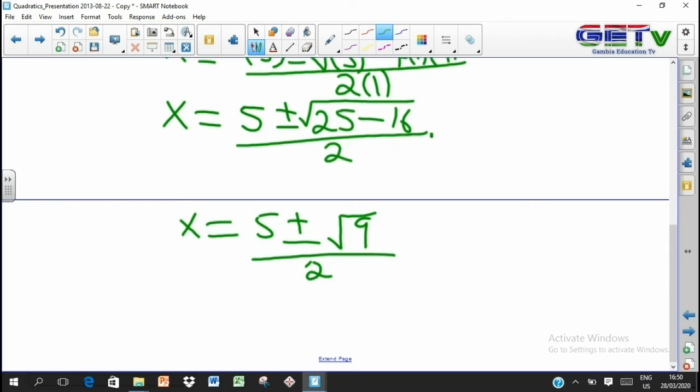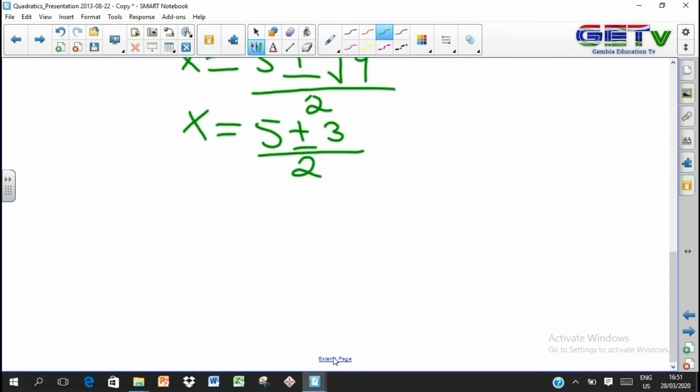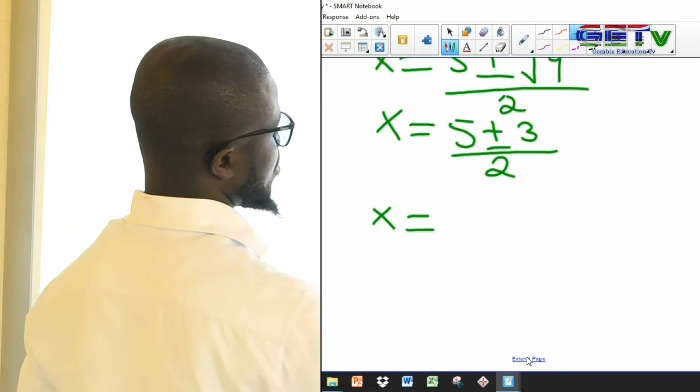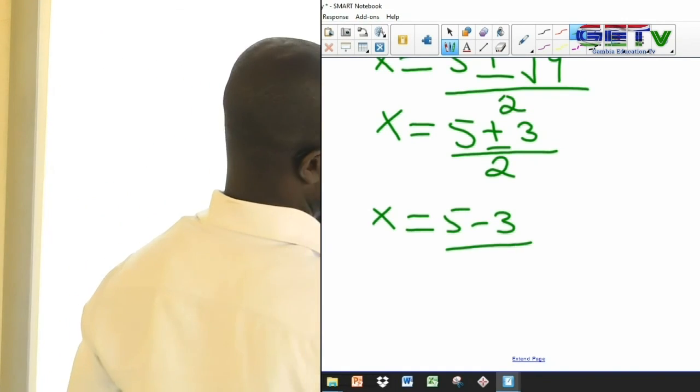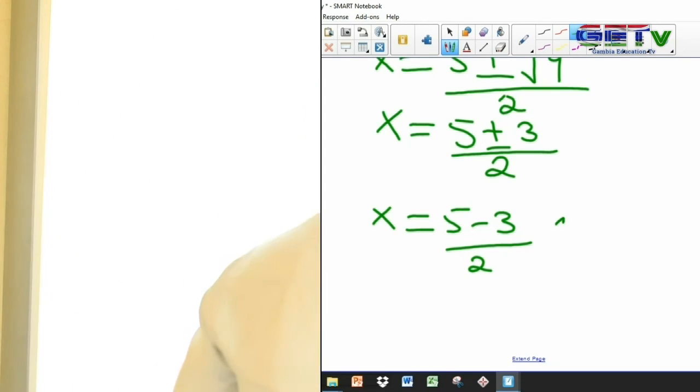Now, if you look at 9, it's a perfect square. What's the square root of 9? The square root of 9 is 3, so we'll have 5 plus or minus 3 all over 2. Now, since we have two operations combining 5 and 3, we are going to work them one after the other. I'll start with the negative sign. X equals 5 minus 3 all over 2, or x could also be equal to 5 plus 3 all over 2.